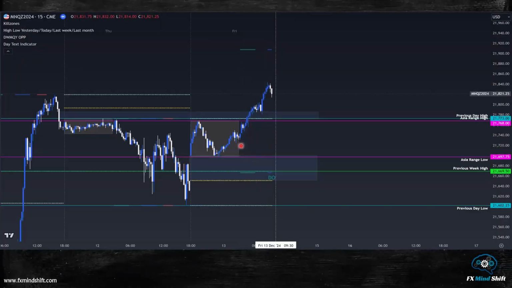Okay, so I've got my Asian session here, right? I've got my Asian range high and low lines across the screen here. I've got my previous day's highs, lines across the screen. I've got previous week highs. Okay, and then I also mark significant imbalances and order blocks on the chart inside of the respective areas.